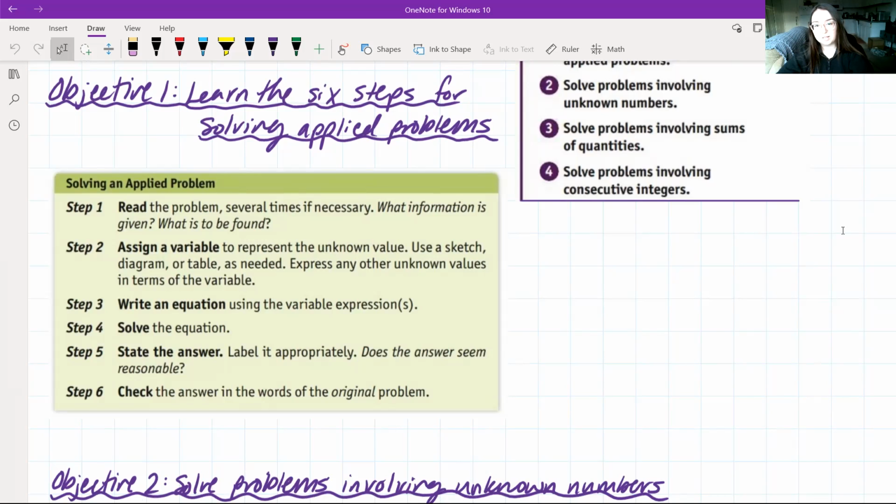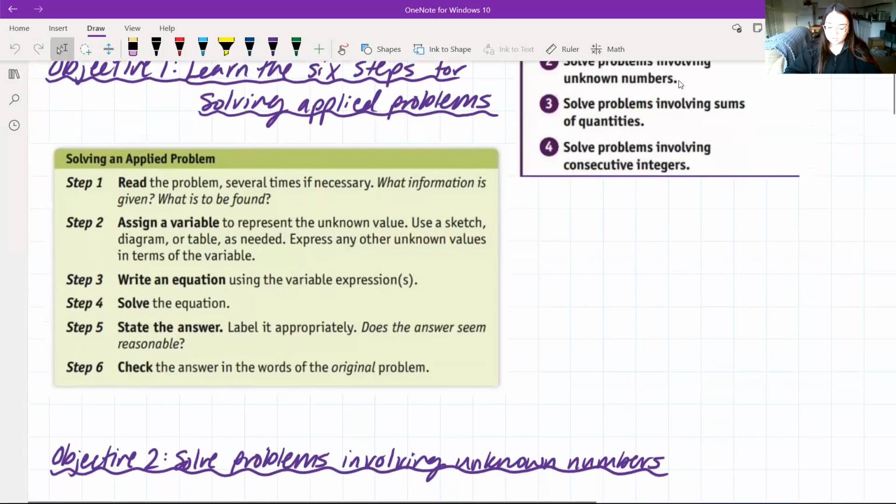Step 4, we solve the equation. Step 5, we state the answer. We label it appropriately. We think of it, does it seem reasonable? And then 6, we want to check the answer in words of the original problem. So we check our answer with whatever we were originally given. So using these 6 steps, we can go ahead and start solving our applied problems.